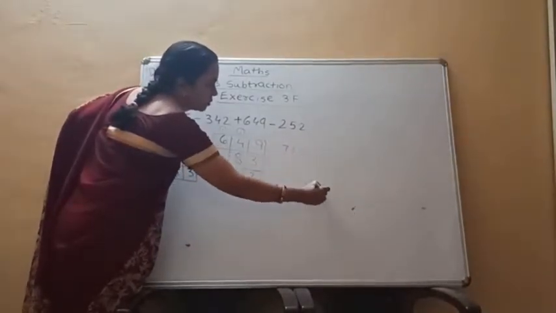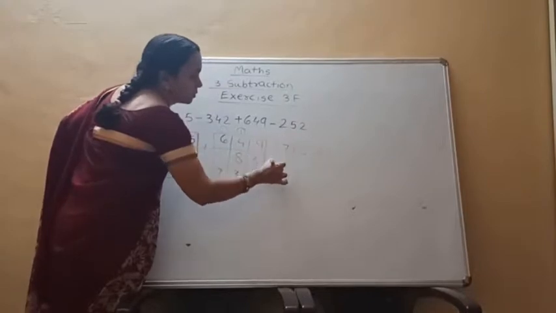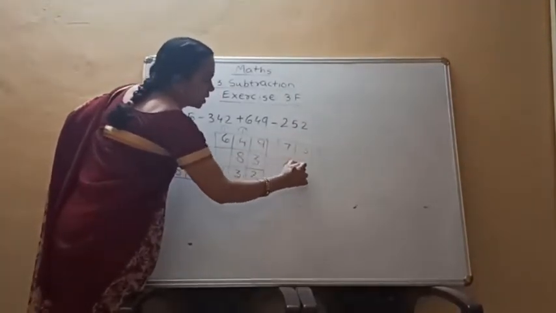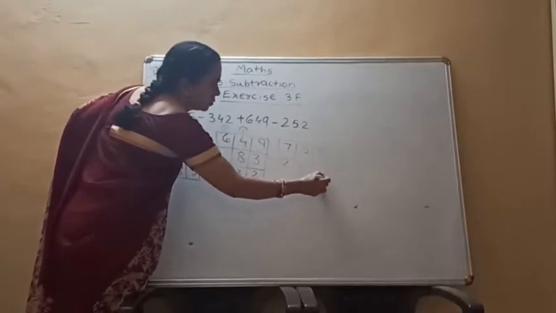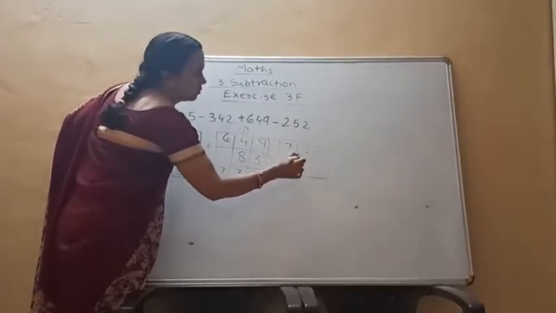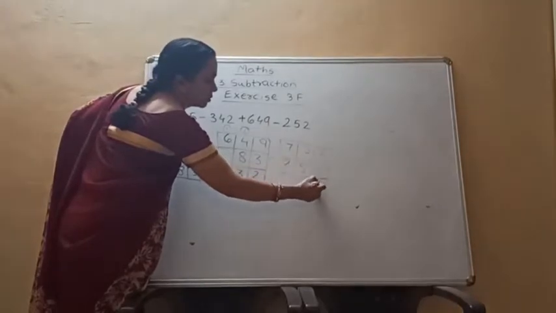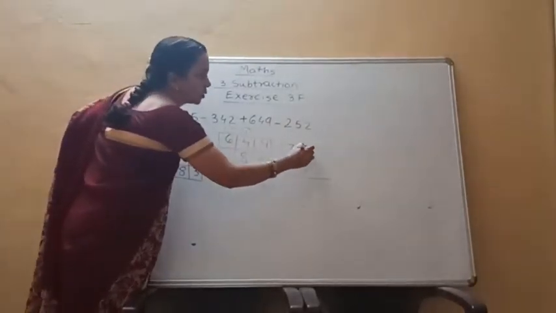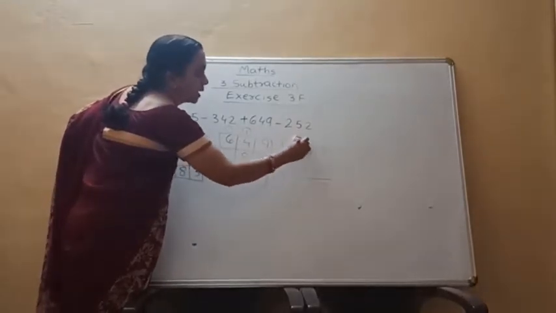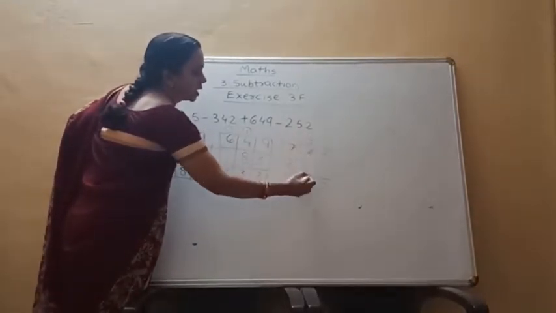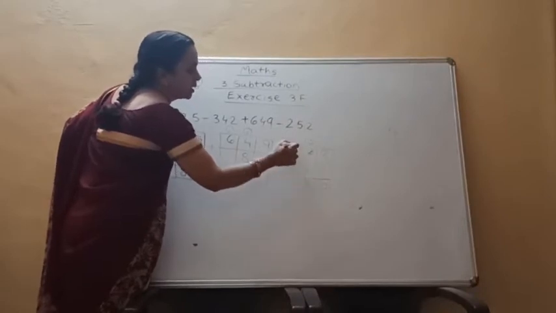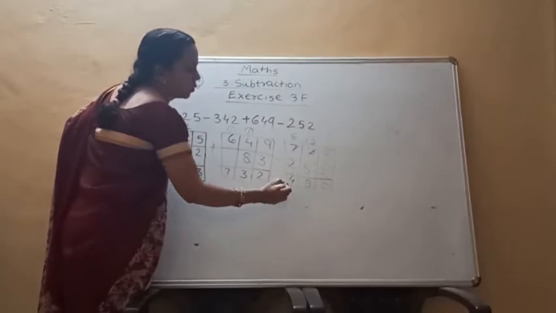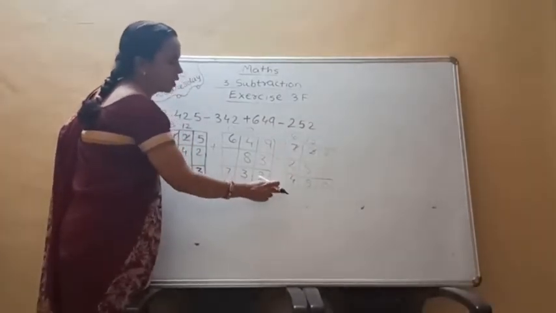Now 732 minus 252. 2 minus 2, 0. 3 minus 5, not possible. So take 1 from this 7 and write down here 13. 13 minus 5, 8. 7 minus 1, 6. 6 minus 2, 4. So what is our answer? 480.